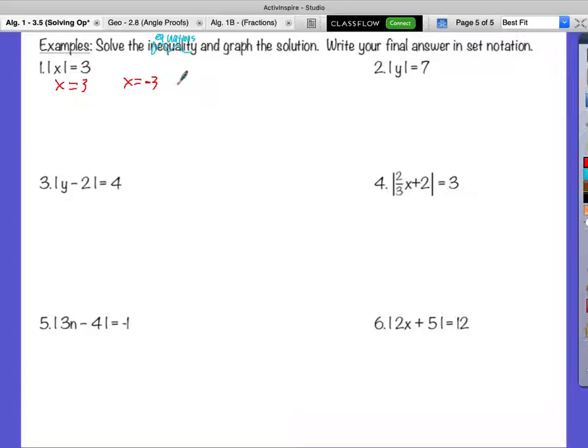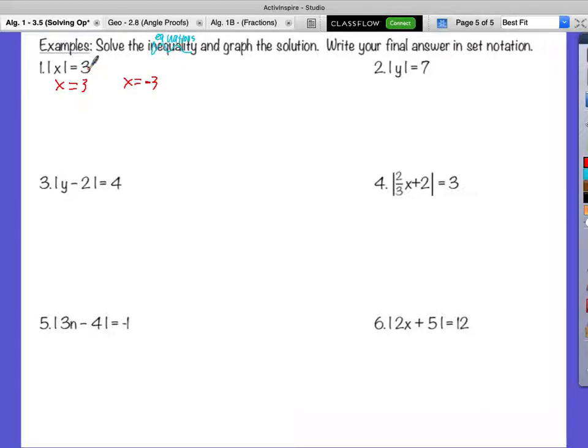And if you plug these in to check, Victoria, what's the absolute value of 3? 3. And what's the absolute value of -3? 3. So either way, the absolute value of either of these is 3. So these are our 2 solutions.